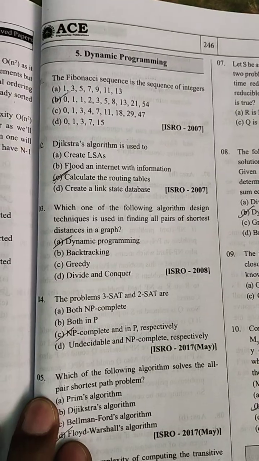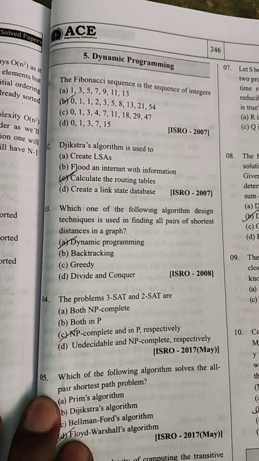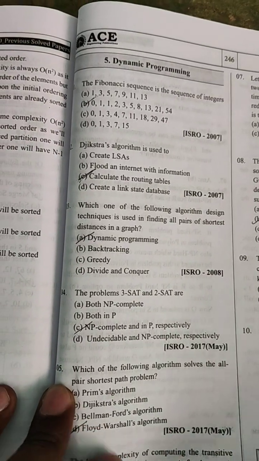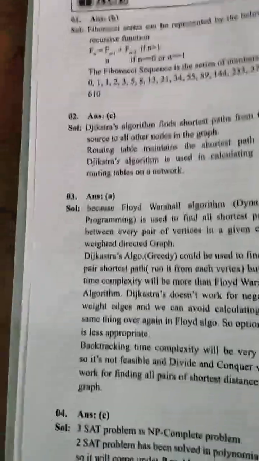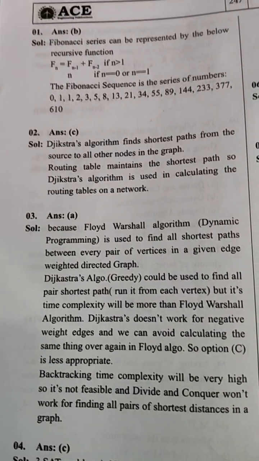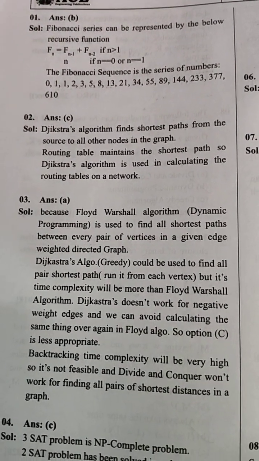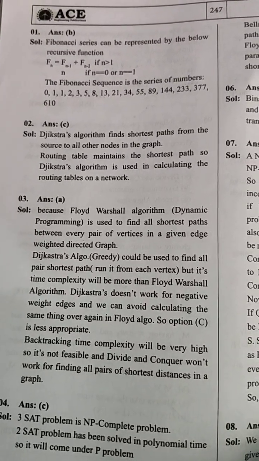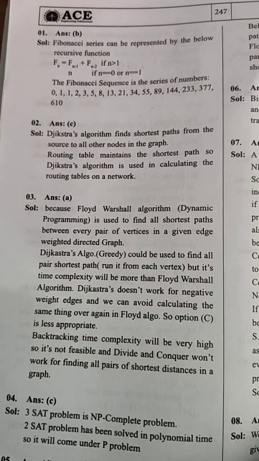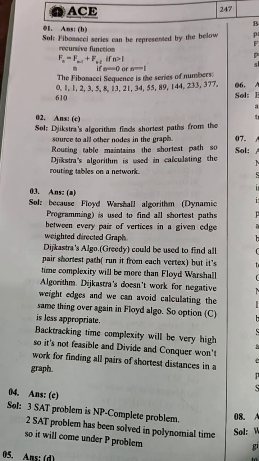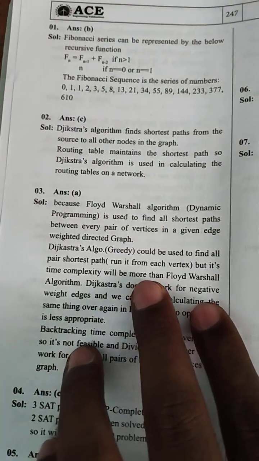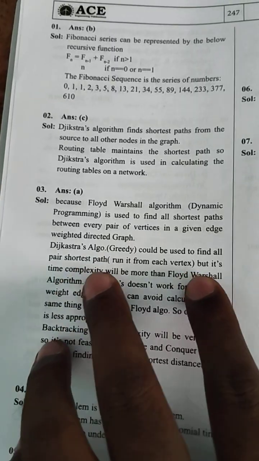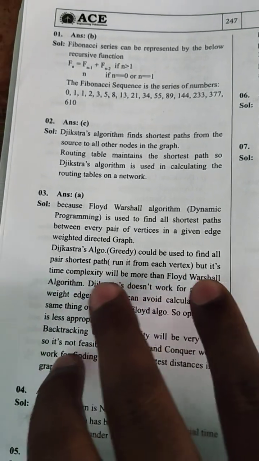Which of the following algorithm design techniques is used to find all pairs of shortest distance in a graph? Because Floyd Warshall algorithm, dynamic programming, is used to find all the shortest paths between every pair of vertices in a given edge weighted directed graph. Dijkstra algorithm, greedy, could be used to find all pairs shortest path run from each vertex, but its time complexity will be more than Floyd Warshall algorithm.